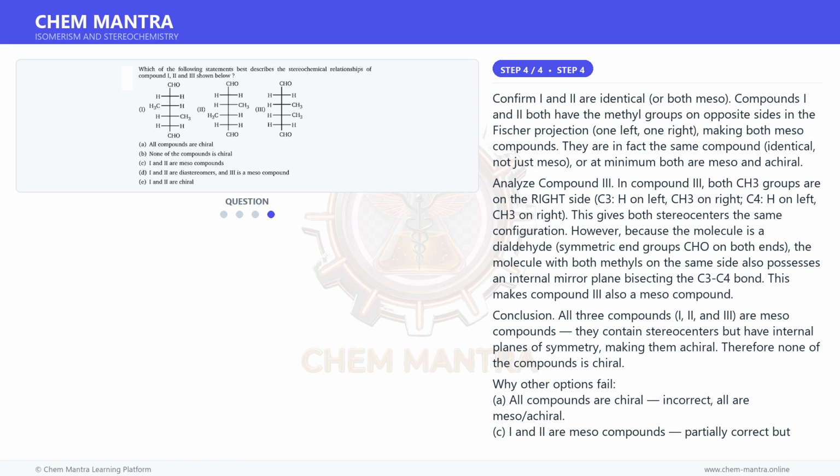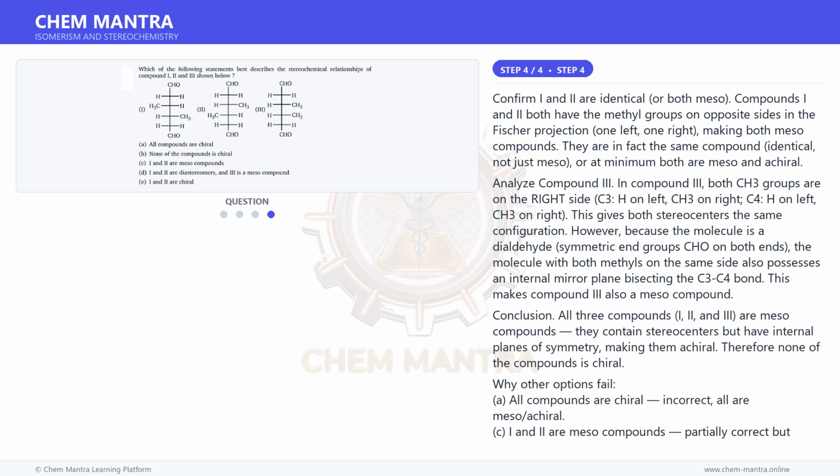Conclusion. All three compounds, I, II, and III, are meso compounds. They contain stereocenters but have internal planes of symmetry, making them achiral. Therefore, none of the compounds is chiral.